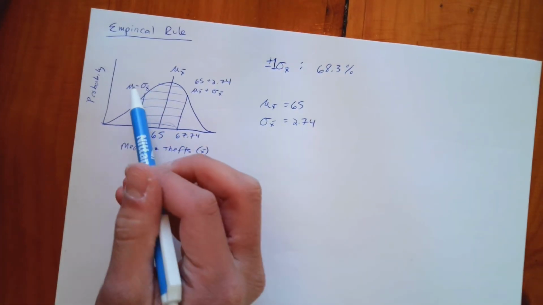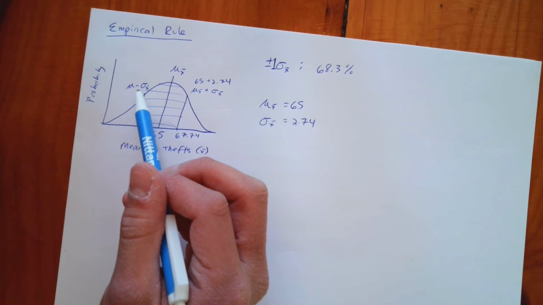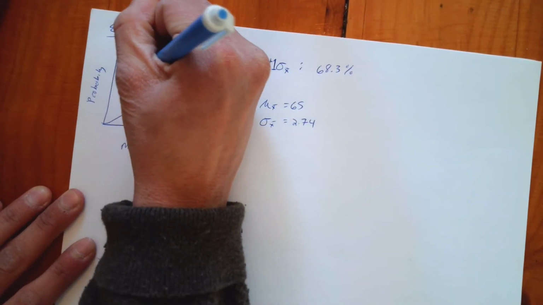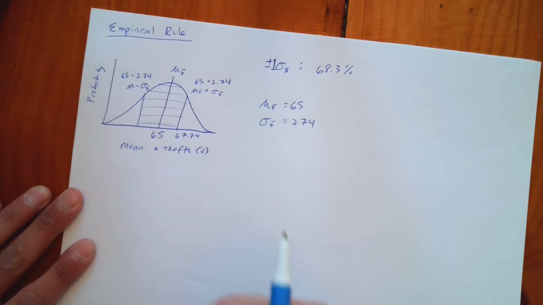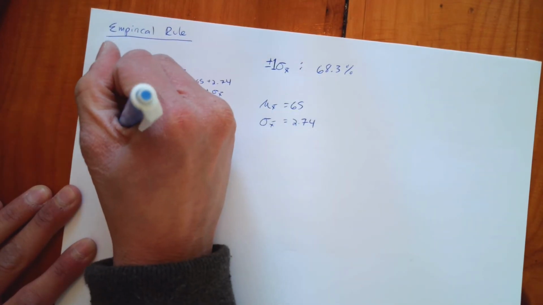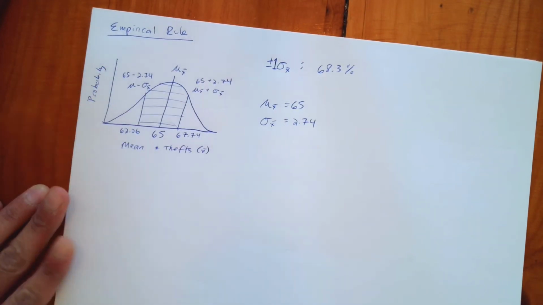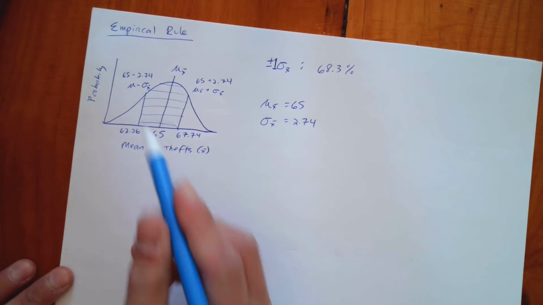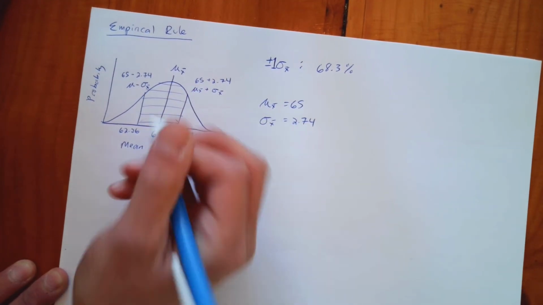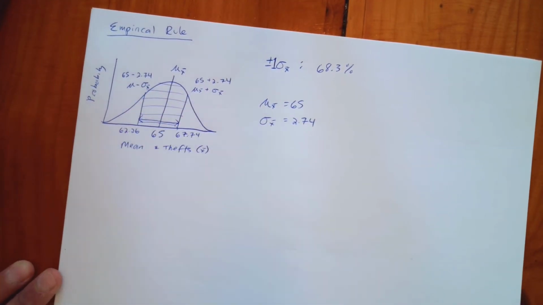To find our overall mean minus the standard error, we're just going to do 65 minus 2.74. And that's going to give us 62.26. And so these values, again, are just jumps of one standard error in a positive direction and one standard error in a negative direction from the mean.